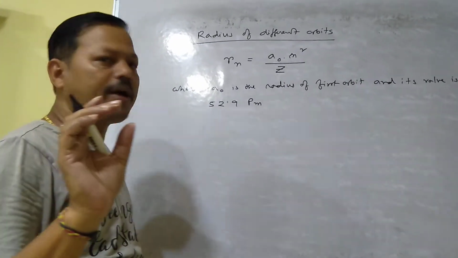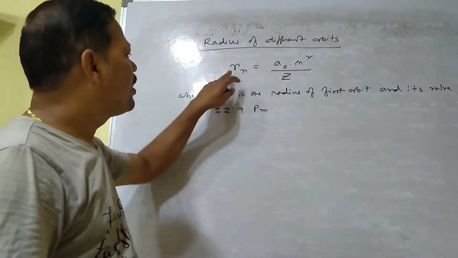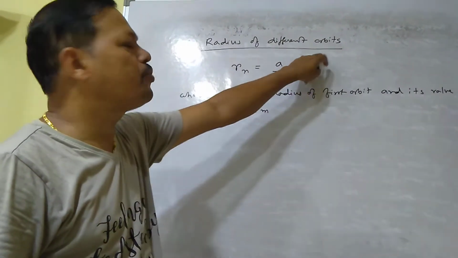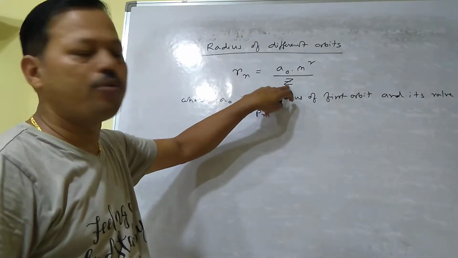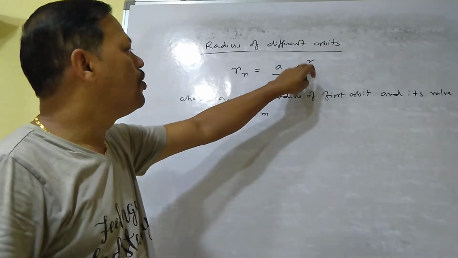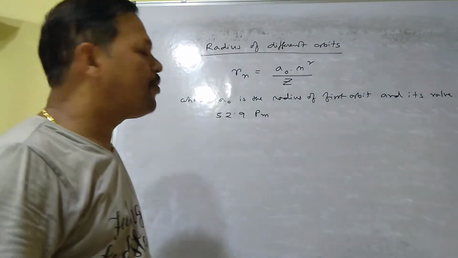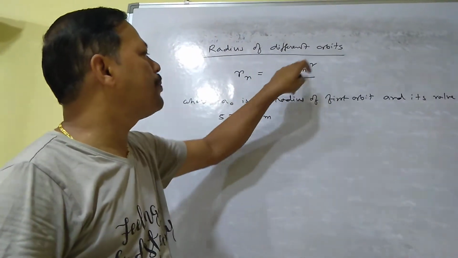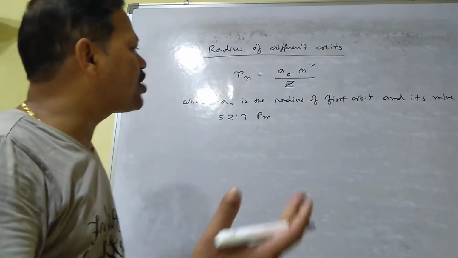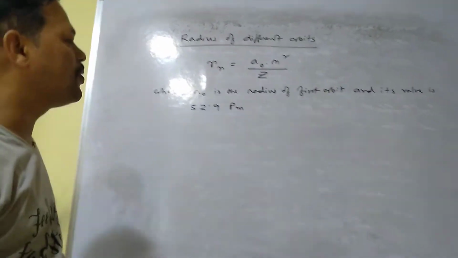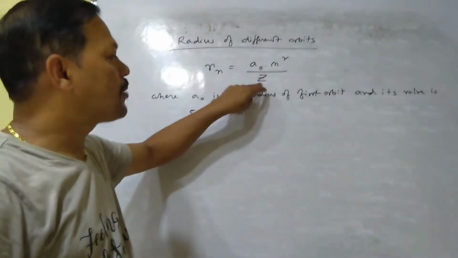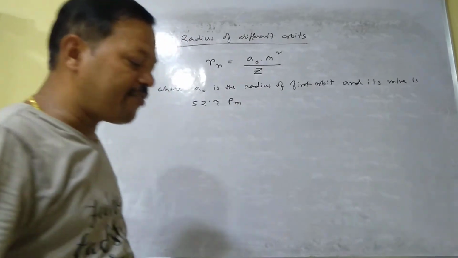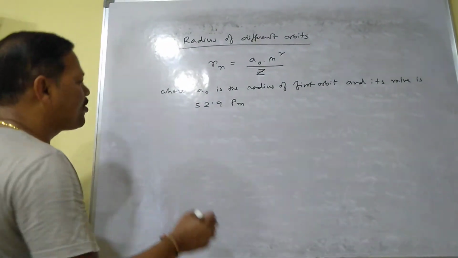So if you want to find out the radius of the second orbit, you put R2. A naught value you know, multiplied by 2 square, and if the atom is hydrogen, Z value will be 1. I mean 52.9 into 4 for the second orbit. Similarly for the third orbit, hydrogen atom, a naught value 52.9 into 3 square, I mean multiplied by 9. This way you can determine the radius of different orbits. For hydrogen, Z value is 1, but for hydrogen-like particles, Z value may be different. So by using this you can find out the radius of different orbits.